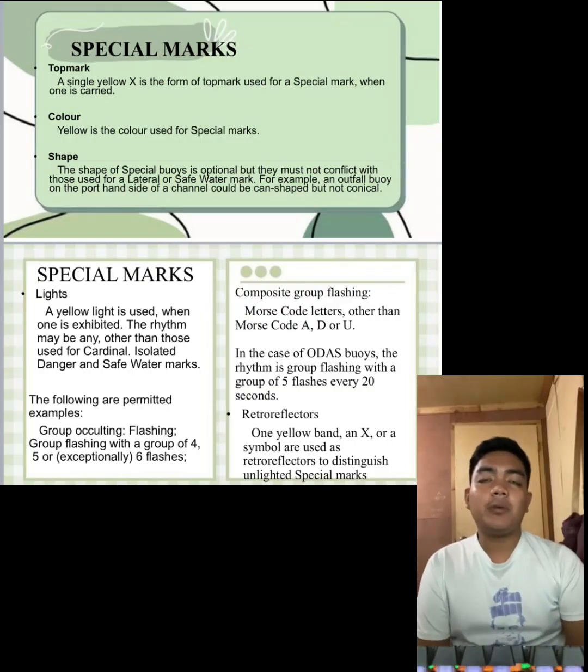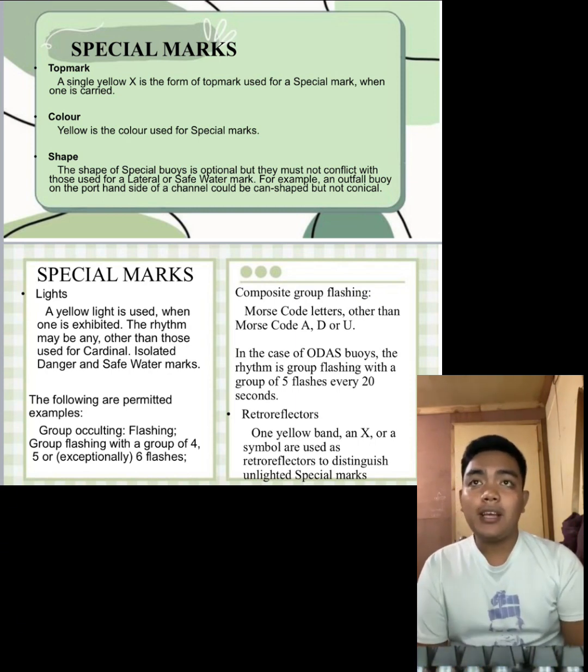The last topic that I'm going to discuss is the light of the special marks. A yellow light is used when one is exhibited. The rhythm may be any, other than those used for cardinal, isolated danger, and safe watermarks. The following are permitted examples: group occulting, flashing, group flashing with a group of 4, 5, or exceptionally 6 flashes, composite group flashing, and Morse code letters other than Morse code A, D, or U.